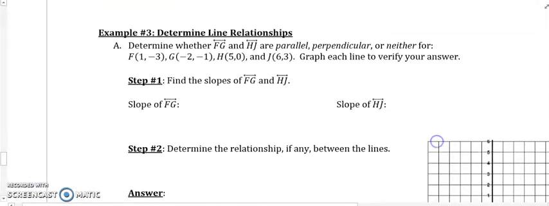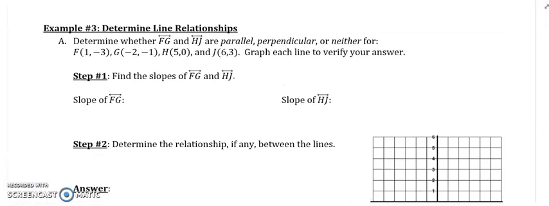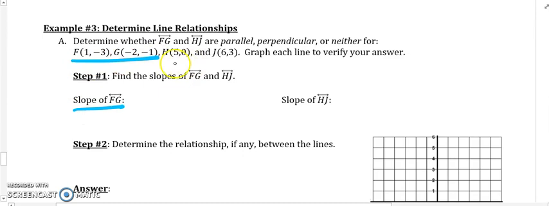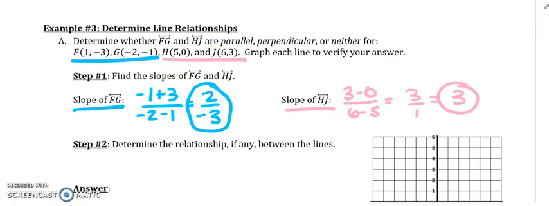Okay, so let's use that. Determine whether FG and HJ are parallel, perpendicular, or neither. So the first thing we have to do is find the two slopes to compare them. I want you to find the slope of FG and the slope of HJ. I calculated the slope of both. Remember I told you to always leave slope in a fraction, unless it's a word problem. The one exception is if it's over 1, you can obviously reduce it to an integer.